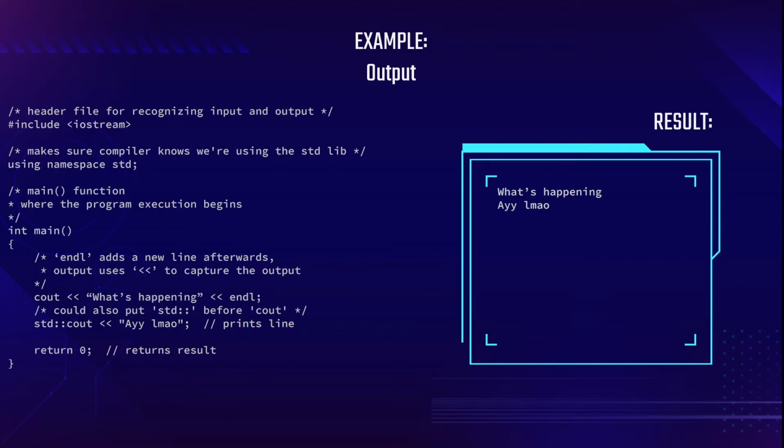And then again, output uses the less than sign to capture it. That's what we do in our stream, right? So let's just print out what's happened in endl, and it'll print out what's happening. And again, we could put the std:: before cout. That's just saying that it's from the standard library. It's fine that one has it and the other doesn't. It doesn't matter. And it'll print out a LMAO, as we can see here. And we just return 0 just to stop the program.